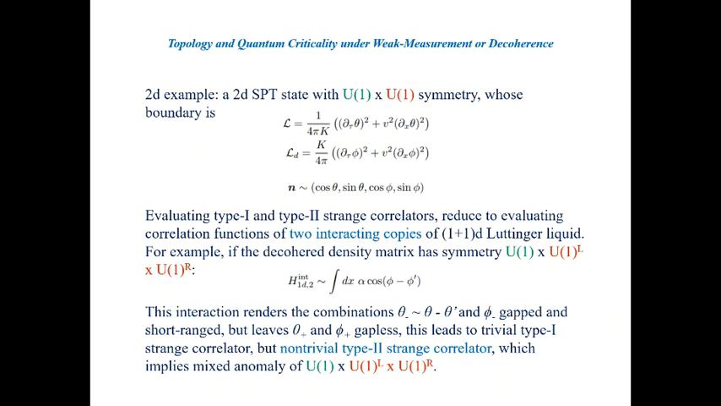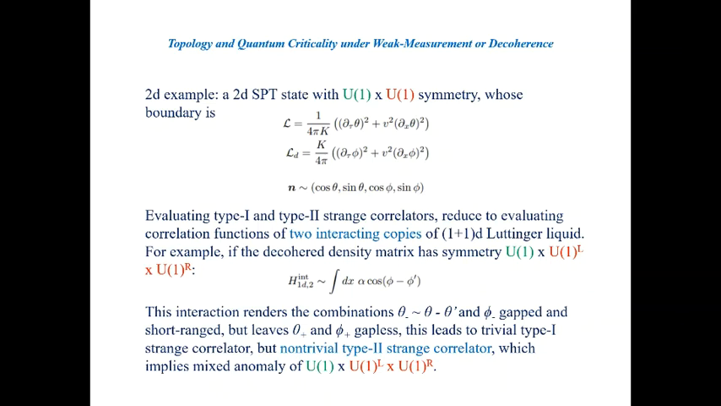So what kind of correlation function are they? First of all, we have to decide what kind of decoherence we want. We want to turn on decoherence that reduces the double green U1 to a diagonal green U1, but we keep the double red U1. So it means that in the double system, imagine we have theta and theta prime and phi and phi prime here. We turn on some term like this: cosine of phi minus phi prime. This term will break the double green U1 down to one diagonal U1.